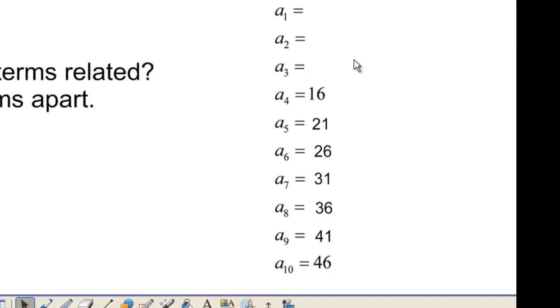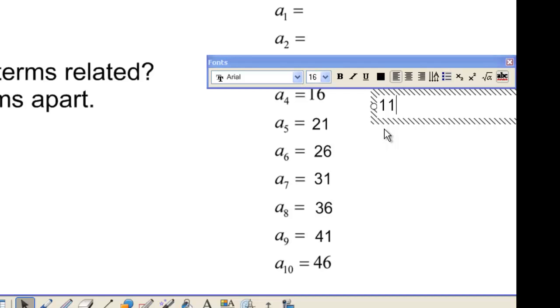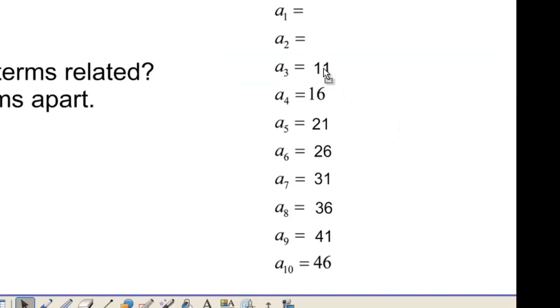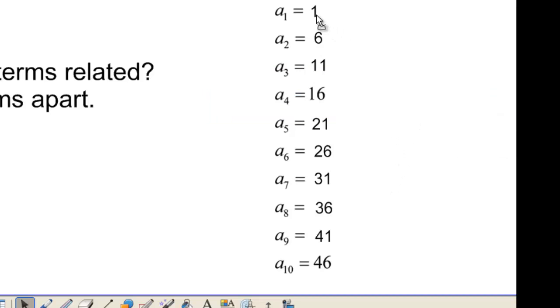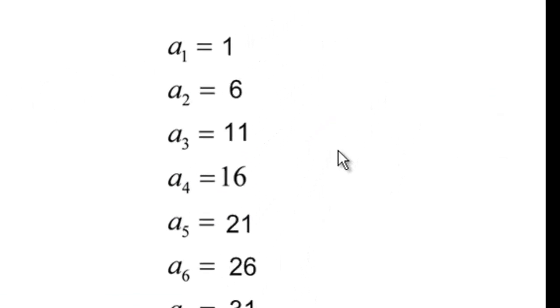If I go backwards, then I would have to subtract the common difference. So 16 minus 5 is 11. I'm sorry, the common difference is 5, so the third term is 11. If I take 11 minus 5, I get 6. So the second term of the sequence is 6. And the first term would be 6 minus 5, which is 1. And so I now know the first 5 terms of the arithmetic sequence: 1, 6, 11, 16, and 21.